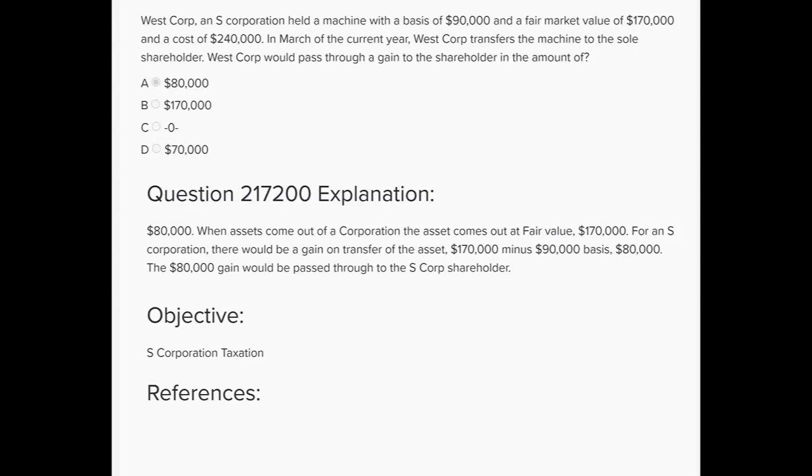So notice the answer is $80,000 because this is an S-Corp, but if this were a partnership, the answer would be 0 because assets come out of a partnership at basis and not fair value. Notice that the original cost of $240,000 is just a distractor.